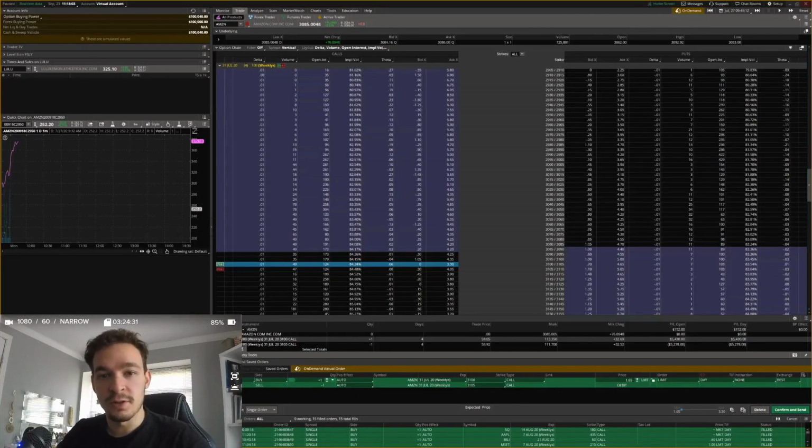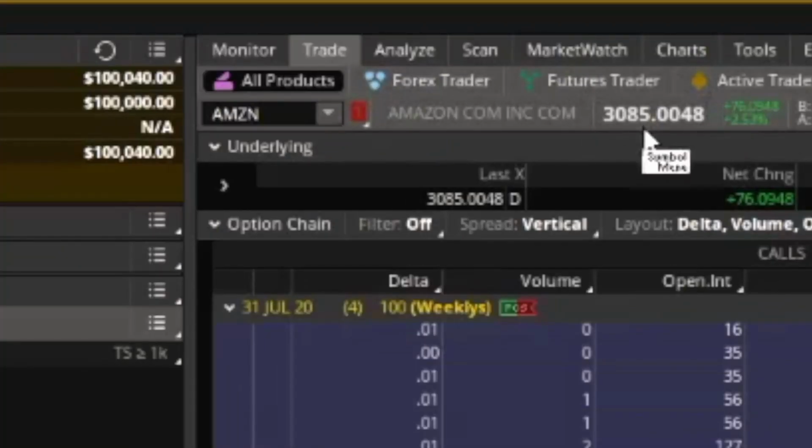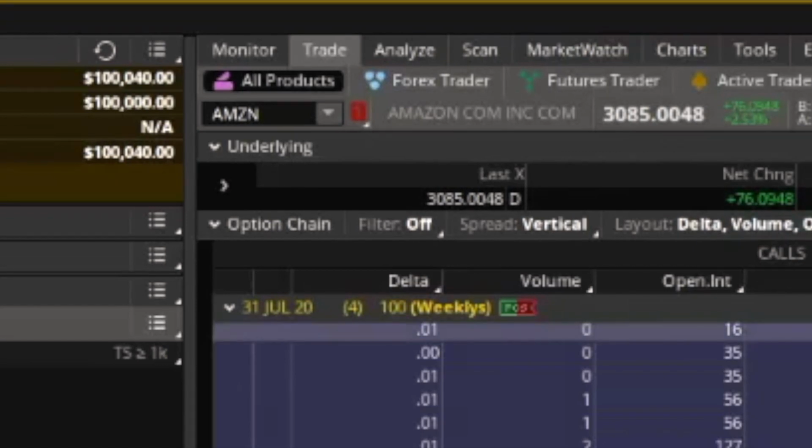Okay, so now I've fast forwarded to July 27th at 9:45 a.m. Let's take a look at what the spread price is now. The first thing we can see is that Amazon is now $3,085, and this is just the Monday after we purchased that spread, so it's a pretty quick time frame for a turnaround here.